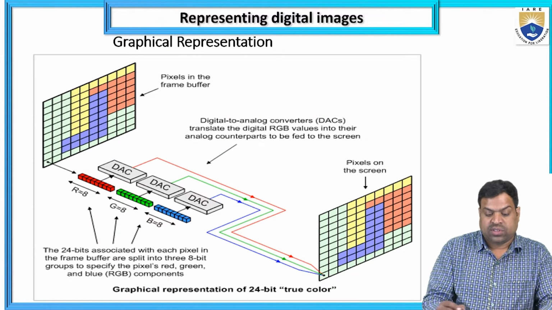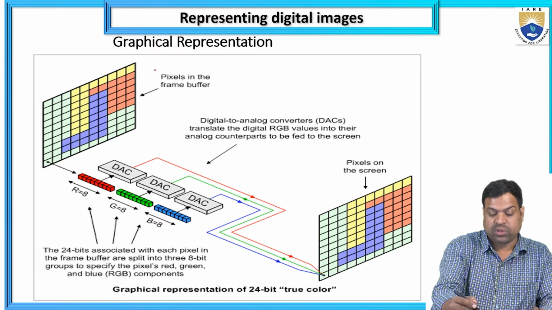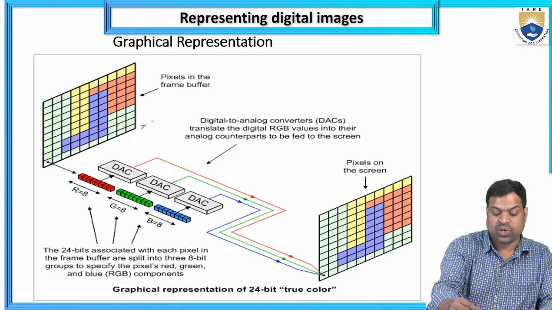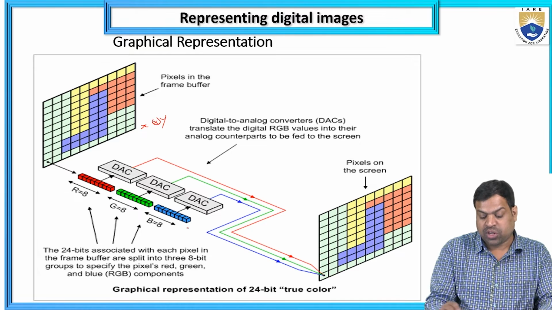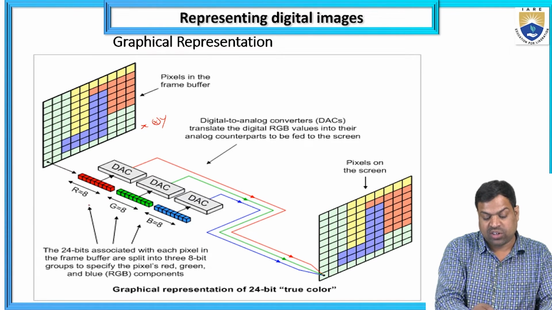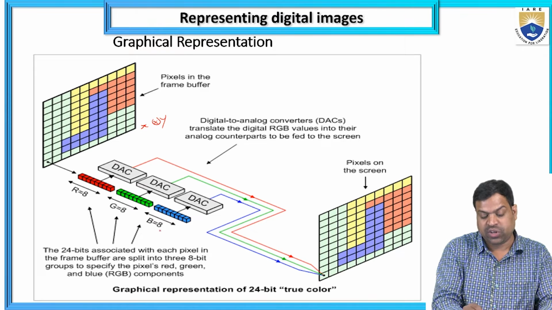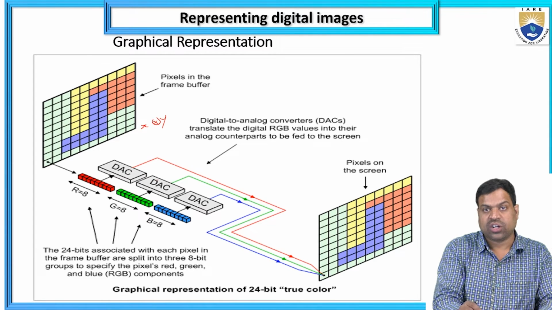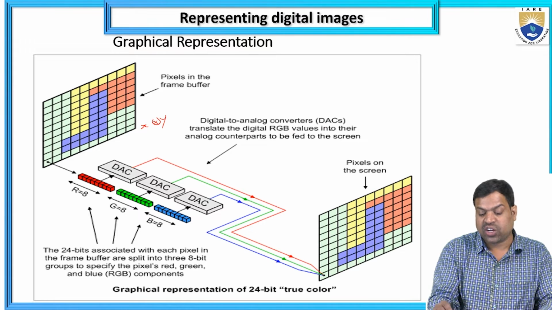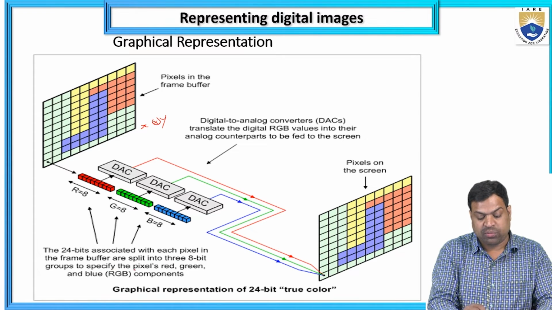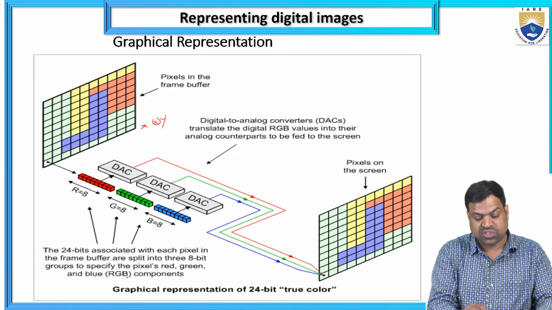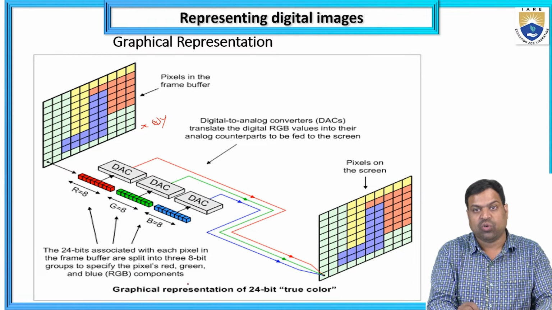This is the pixels in the frame buffer. It is an image with x into y pixels. How are we converting this image? RGB with R equal to 8, G equal to 8, B equal to 8. DAC means digital to analog conversion. It translates the digital RGB values into their analog counterparts to be fed to the screen. The 24 bits associated with each pixel in the frame buffer are split into three 8-bit groups to specify the pixel's red, green and blue RGB components.